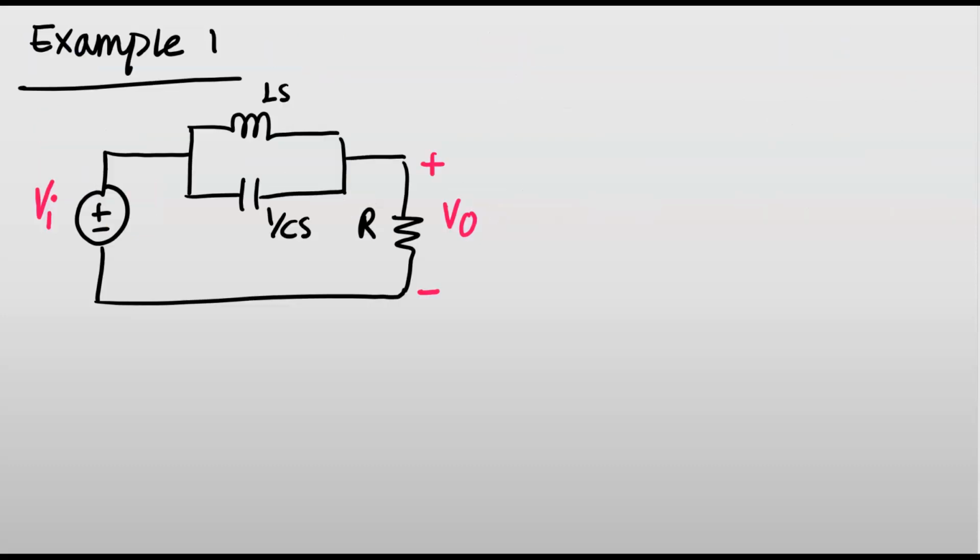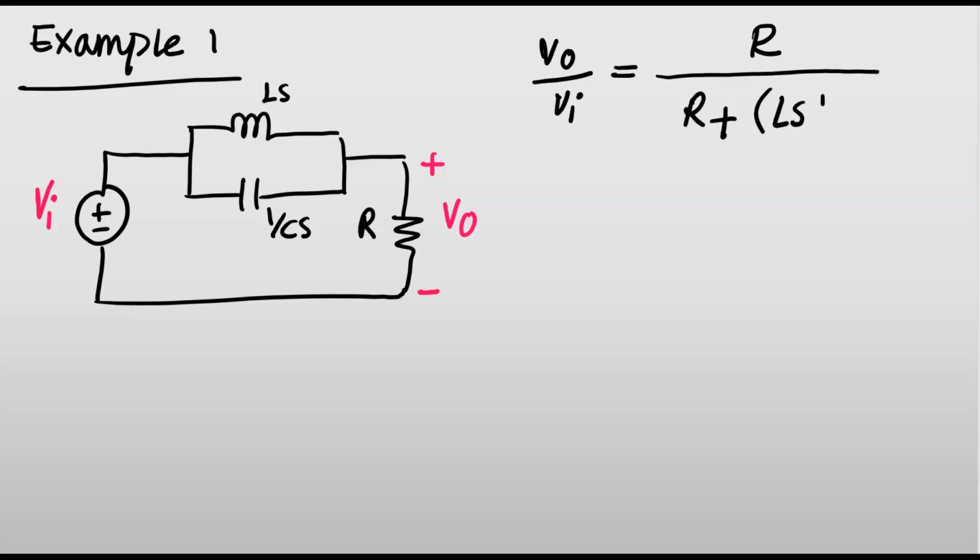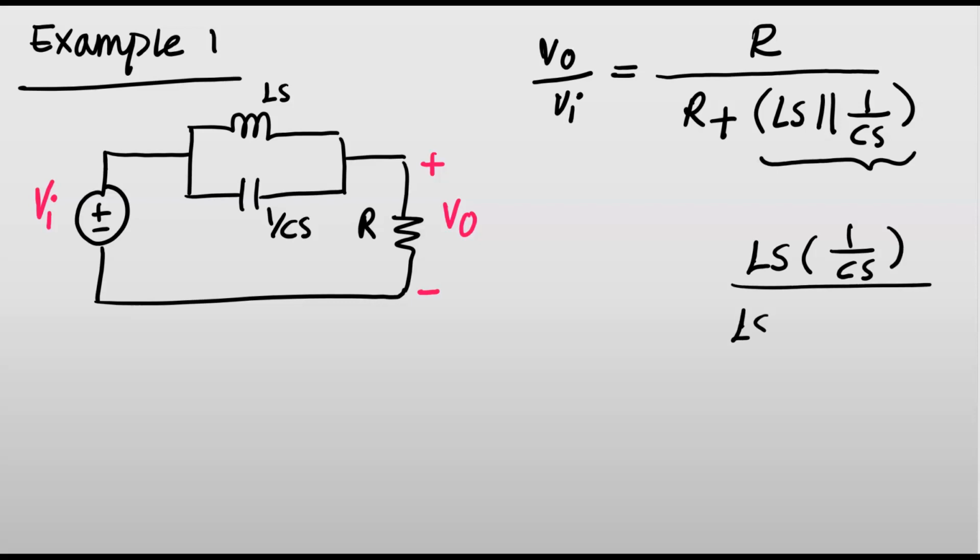So what I need is VO over VI, and in order to do that, I'm going to write a voltage divider, since I'm looking for the voltage of the resistor. In the numerator, I'm going to have R, and in the denominator, I need R plus LS in parallel with 1 over CS. Okay, let's simplify this part. LS in parallel with 1 over CS means that I have to multiply LS by 1 over CS, and in the denominator, add them together: LS plus 1 over CS.